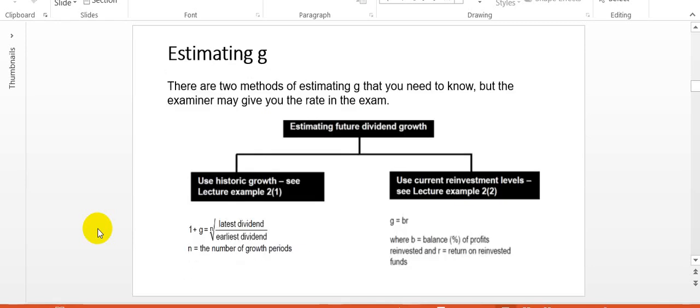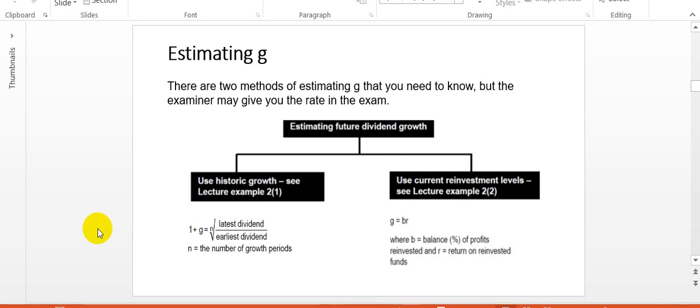The G, which is the growth in the dividends, it can be growth in earnings, has got two formulas. Some questions will give you the G. Some questions you have to estimate the G. Depending on the information that you are given, you can use one of the two formulas.